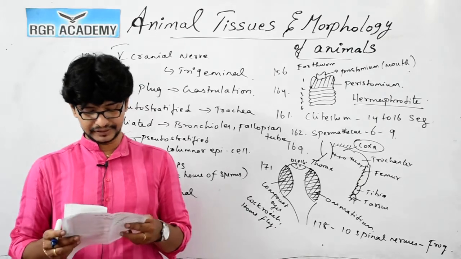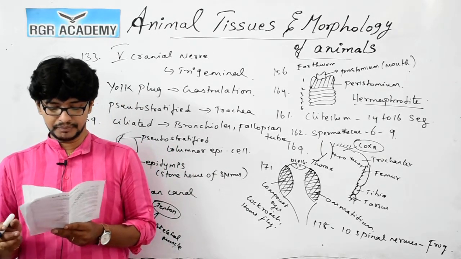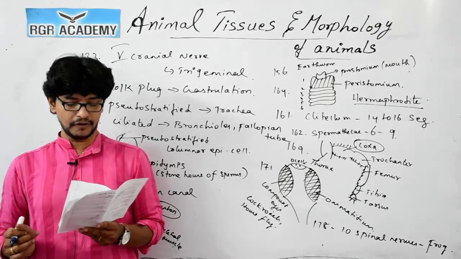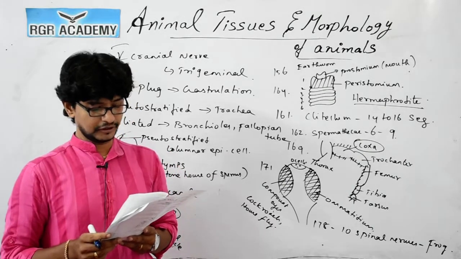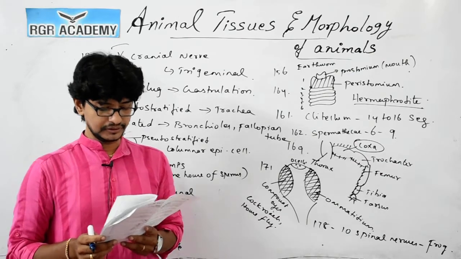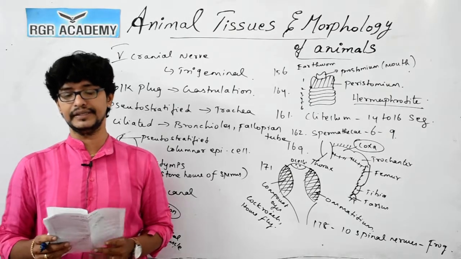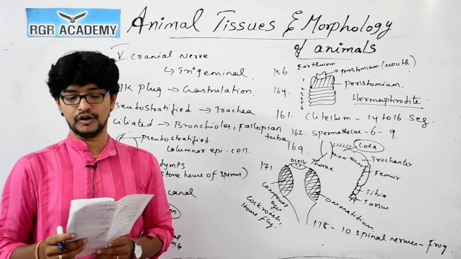Question number 179. The anterior abdominal vein in frog is formed by the union of pelvic veins. So option 4 is the correct answer. The last question: kidney of frog is mesonephric. Kidneys of frogs are mesonephric.